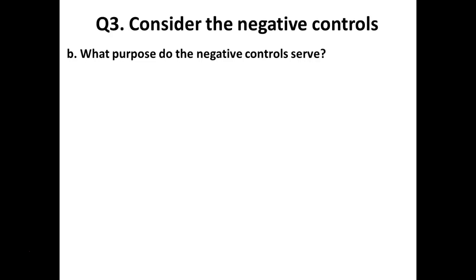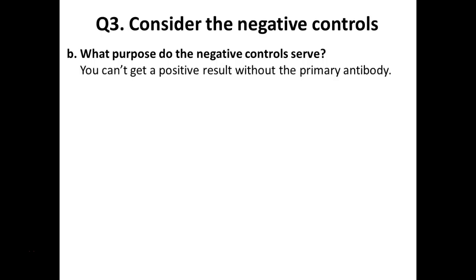How could we end up with a positive result and it not actually be what we're looking for? Could that happen? It shouldn't, right? But we want to make sure that just that antibody is what's going to cause that reaction. You can't get positive results without the primary antibody, right? We want to make sure that's the only thing that's going to cause a positive result.